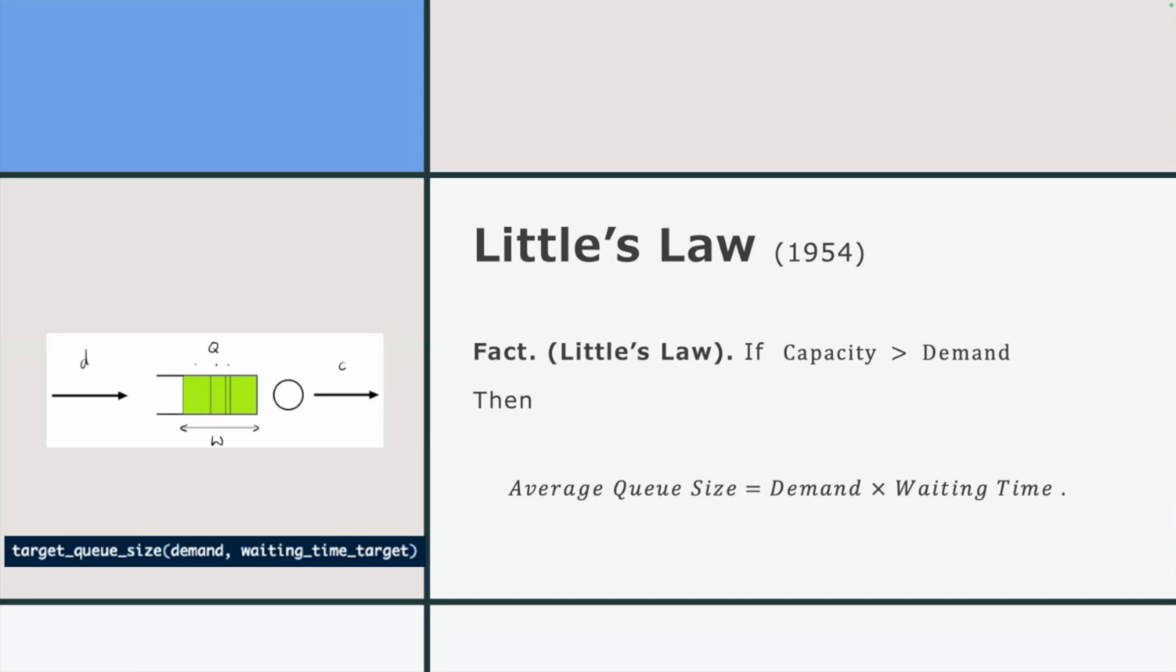So you can look at your waiting list and say, this is how many referrals I'm getting per week, and this is the waiting time target. It could be, say, 13 weeks that you want to reach. And from that, I can tell you what the average queue size should be in your list, and I can say whether it is bigger or smaller than it should be.